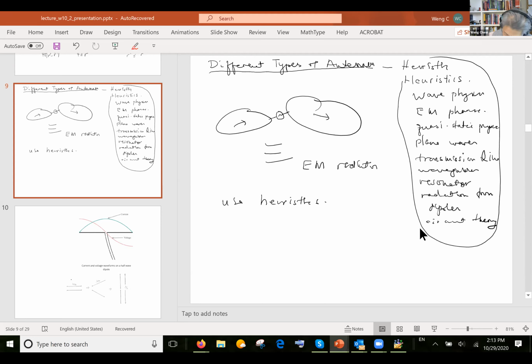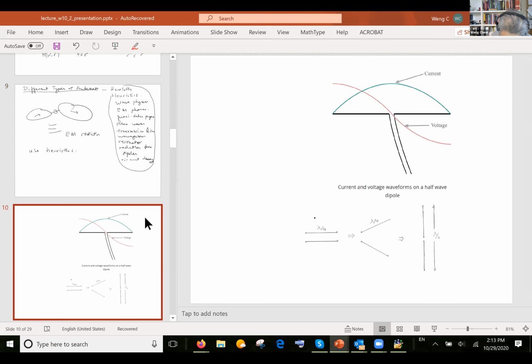Okay, so let's start with the dipole antenna. This is a dipole antenna. The dipole antenna looks something like this. It is a piece of wire, okay? And then you drive it with a voltage source, maybe something over here.